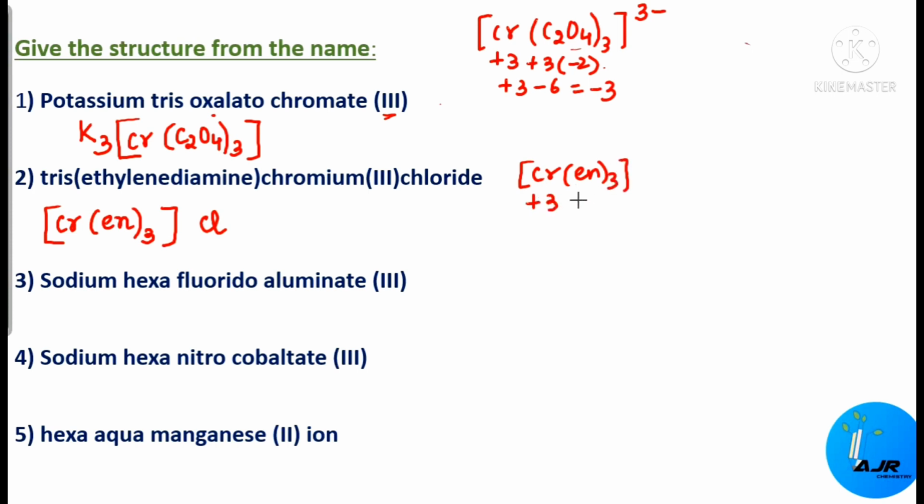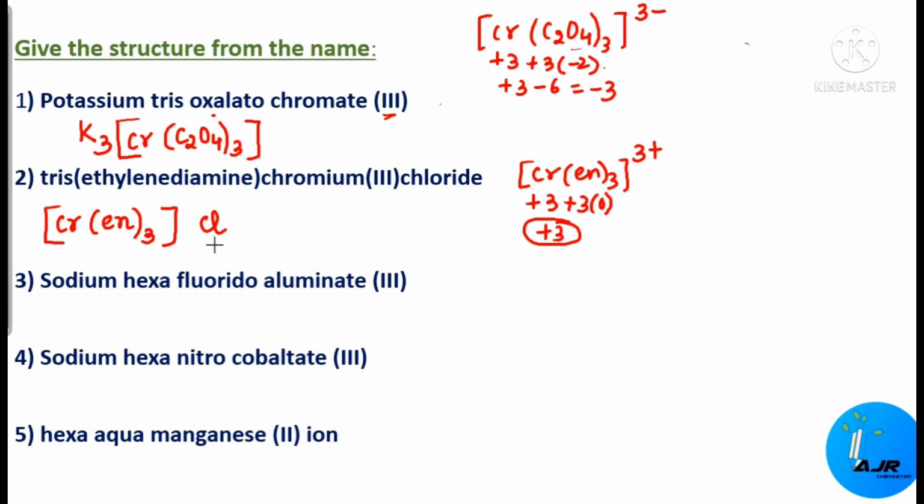Understood? Chromium is plus 3. What is ethylene diamine? It is 0. Plus 3 into 0. It's a neutral ligand. That means it is plus 3. So the charge on this entity will be 3 plus. If it is 3 plus, here it will be 3 chloride.